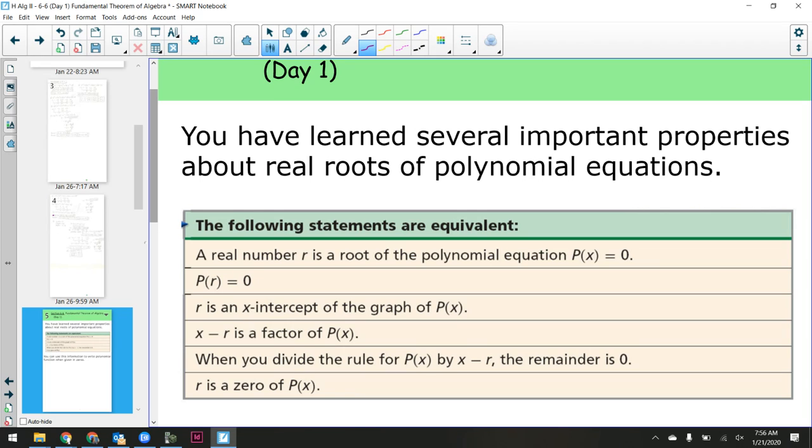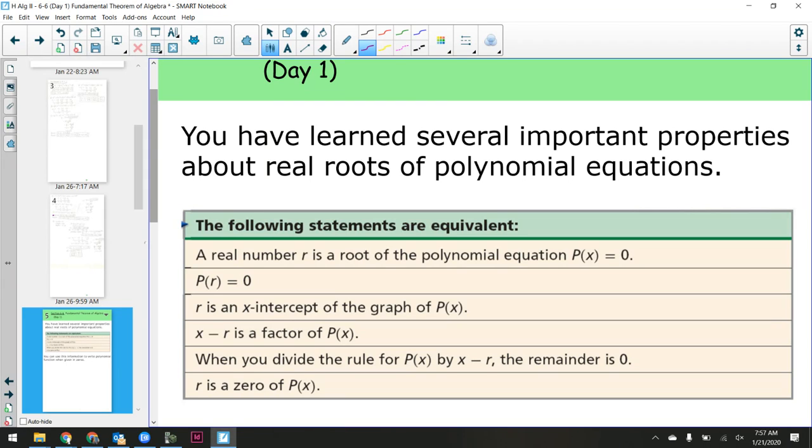And this does go back to thinking about roots of quadratics as well. We started way back, I think it was in chapter 4 or something. No, sooner than that probably. When we talked about quadratics, talking about roots of a quadratic. Those are the places where it crossed the x-axis, if it even did cross the x-axis. They were the x-intercepts, if they had them. r is an x-intercept of the graph of P of x.